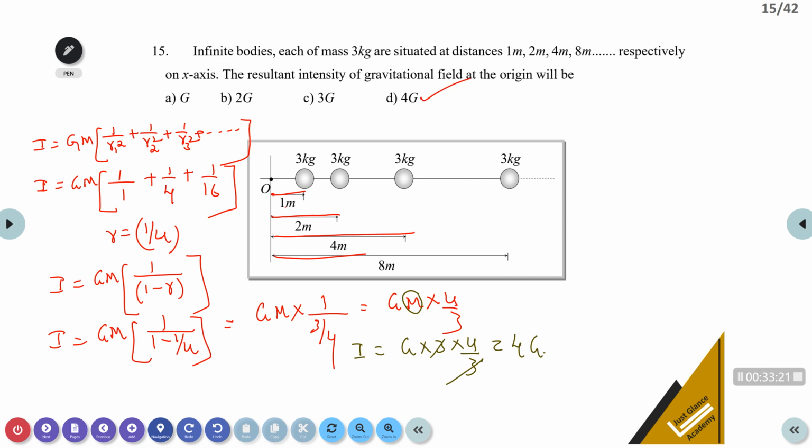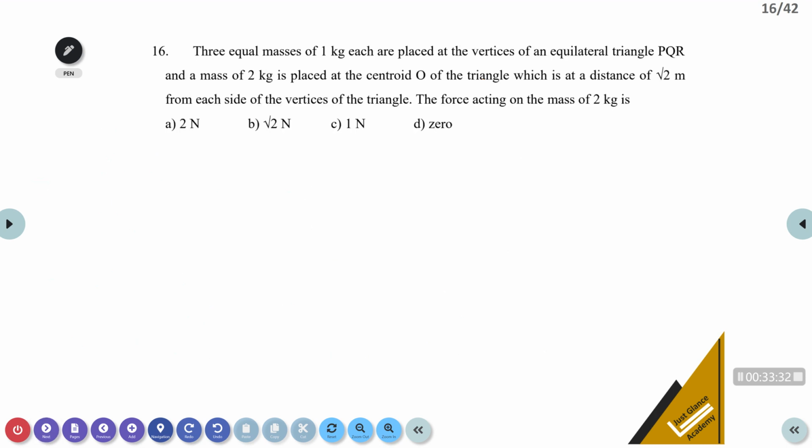Students, please note down, this problem I have not solved at the regular class level. Similar kinds of problems come in electrostatics also. This formula you should know, the series formula. Next.